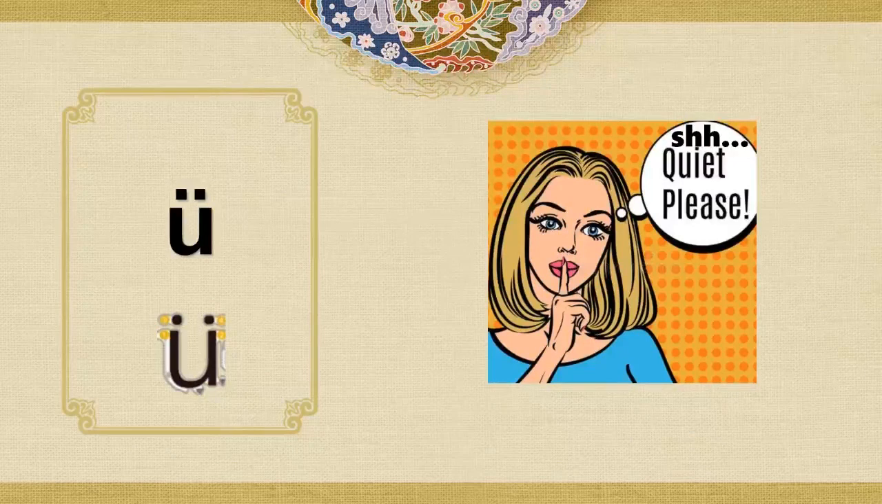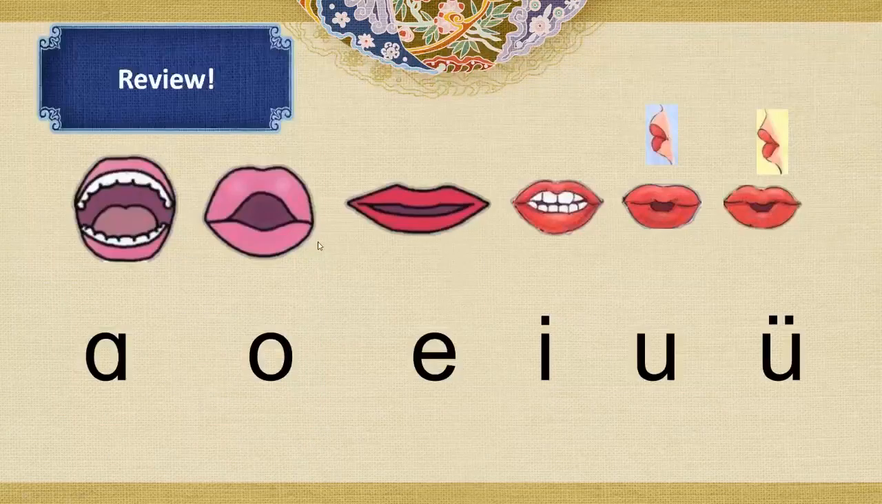Yü. Let's do from e to ü. Yü. Yes, not too hard, not too hard. Okay, let's say again. Yü. Okay, that's all the 6 simple finals.